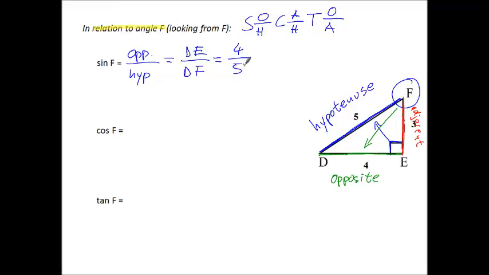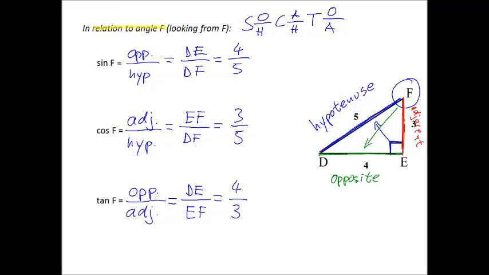Why don't you stop the video at this point and try to find the cosine and the tangent of angle F yourselves, and then compare your work with my answers. Hopefully you came up with the same answers. The cosine of angle F is the adjacent side over the hypotenuse, in this case EF over DF, and that is equal to 3/5. And the tangent of F is the opposite side over the adjacent side, in this case DE over EF, and the ratio is 4/3. These are our answers in terms of numbers.